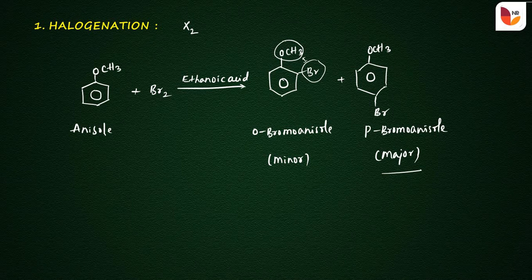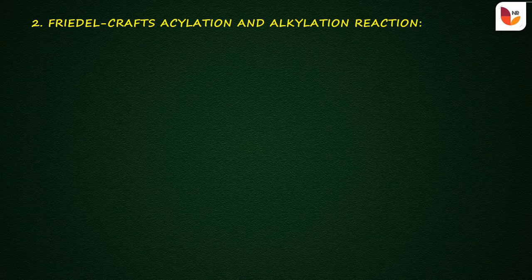And next, let us see the Friedel-Crafts reactions, that is, Friedel-Crafts alkylation and Friedel-Crafts acylation. Acylation is nothing but the compound, that is anisole, being treated with acetyl chloride, CH3COCl, in the presence of a catalyst, that is anhydrous AlCl3.